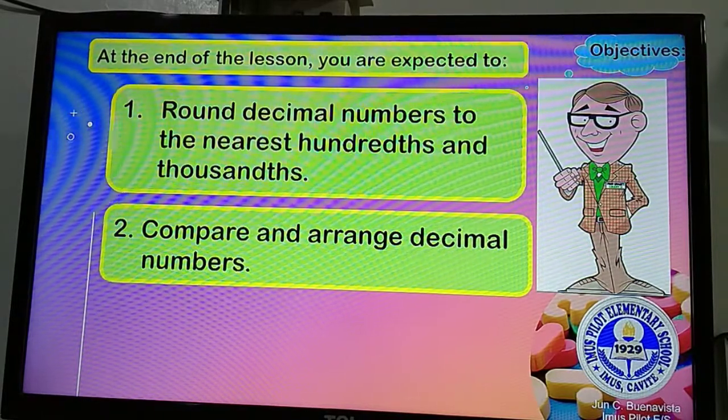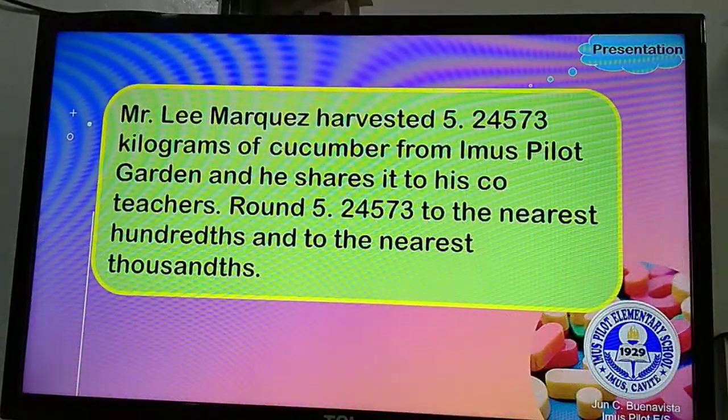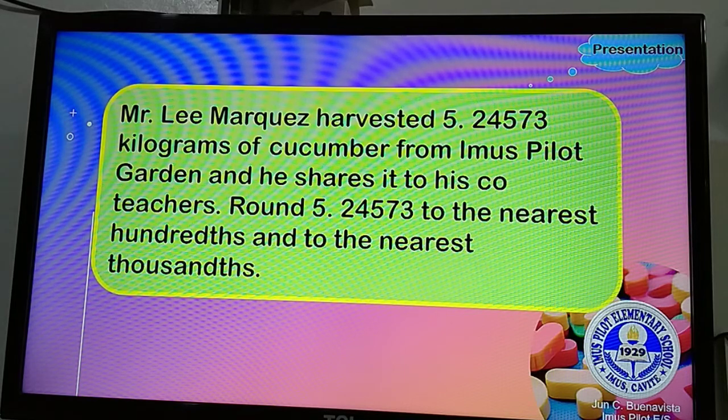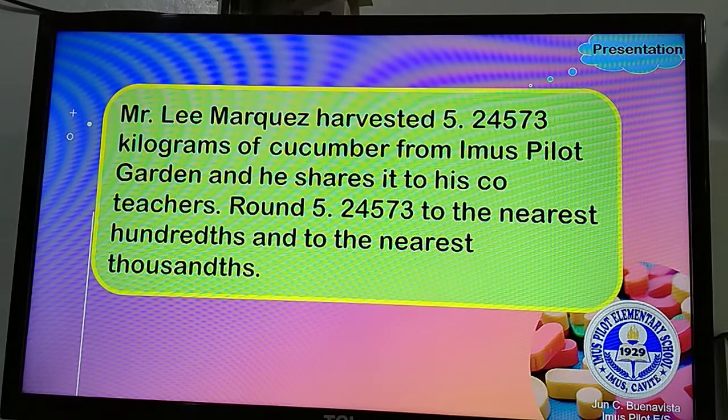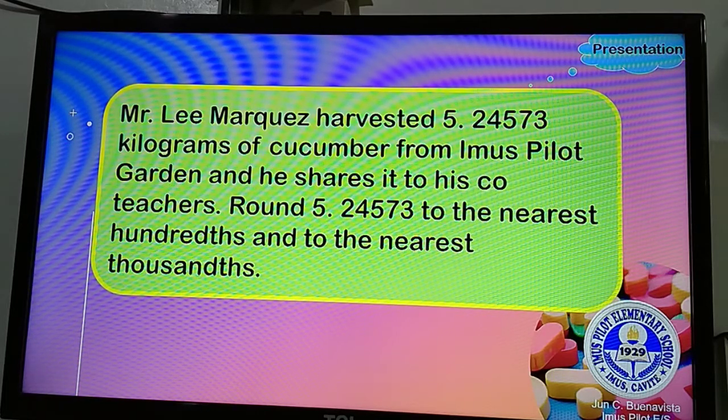Okay, we're going to answer this problem. Mr. Lee Marquez harvested 5.24573 million kilograms of cucumber from Imus Pilot Garden, and he shares it to his school teachers. Round 5.24573 million to the nearest hundreds and to the nearest thousands.